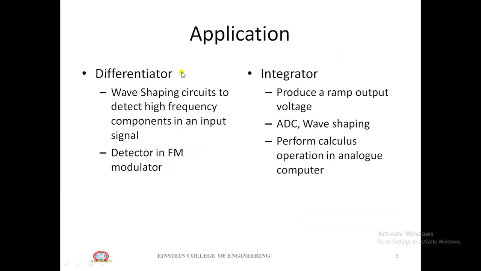These are some of the applications of the differentiator and integrator. The differentiator is used in wave shaping circuits to detect high frequency components in an input signal, and it is used as a detector in FM modulators. The integrator is used to produce a ramp output voltage, and it is also used in analog to digital converters and wave shaping circuits. The integrator can perform calculus operations in analog computers.